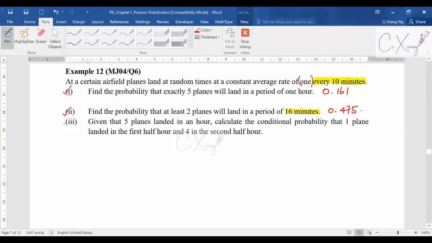The main question that I want to discuss is part number 3. If you're interested, you can pause the video first and attempt it on your own. After that, you come back to this video to see the solution, and check whether it is correct or not.